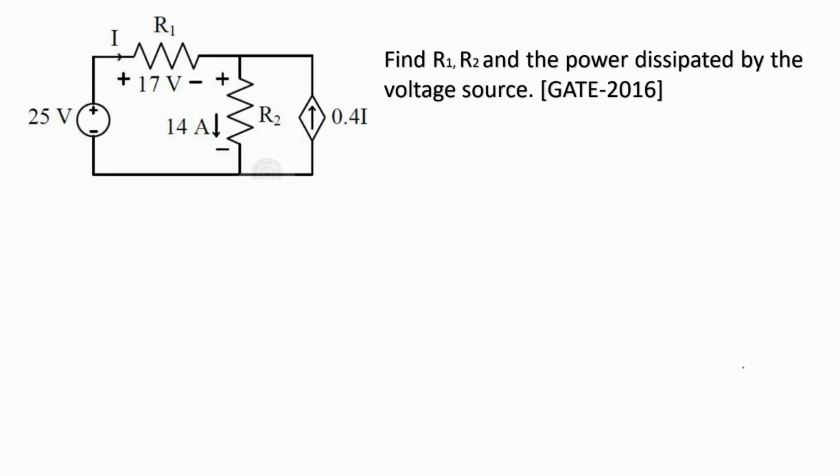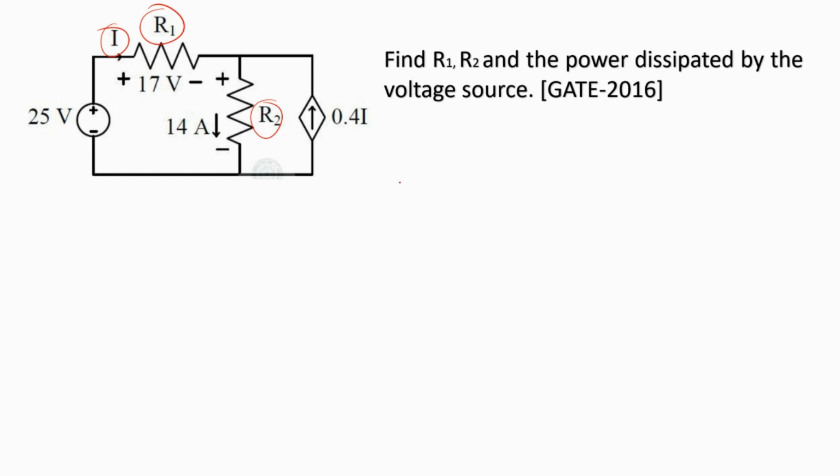Let's move on to the next problem. This was a problem that was asked in GATE 2016, and they have actually given us a lot of data over here. We have the voltage source whose value is 25 volts. They have given us the value of the voltage drop across this R1 resistor, and they are saying that 14 amps of current is flowing through R2. They have given us a dependent source over here, which depends on the current I flowing through this circuit, coming out from the 25 volts.